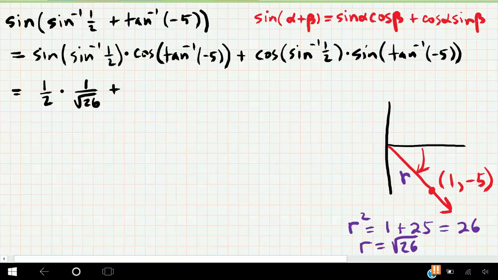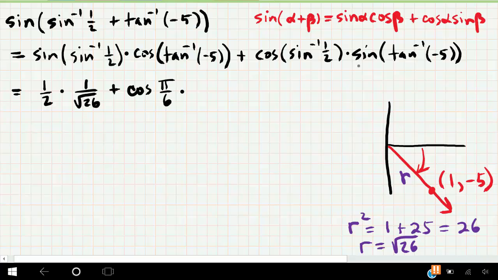Now, let's go to the second term. The second term, first factor, we can do a little simplification there. Inverse sine of 1/2 is the angle on the right that has a sine value of 1/2, and that is pi/6.